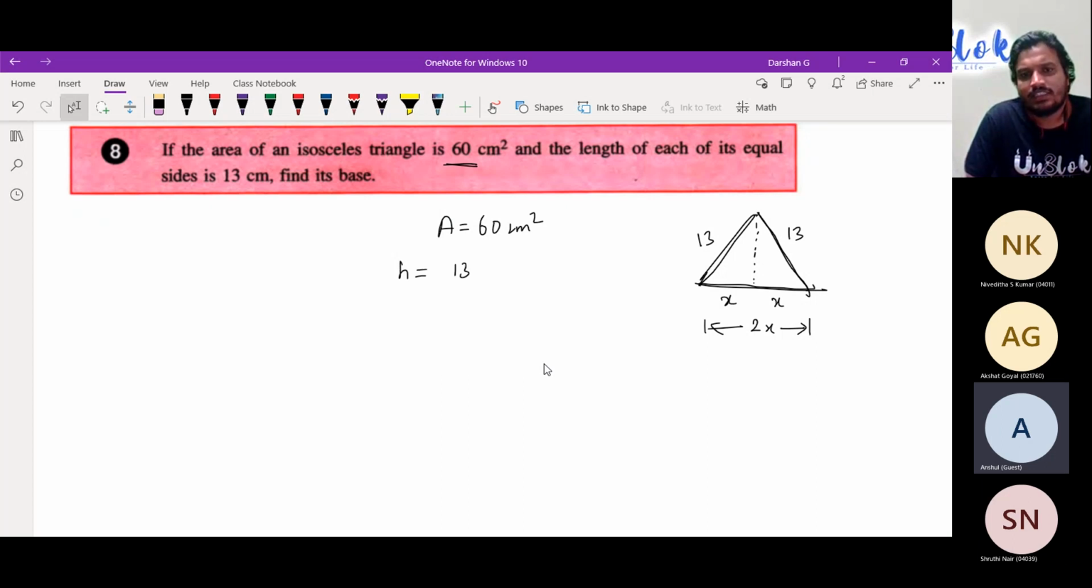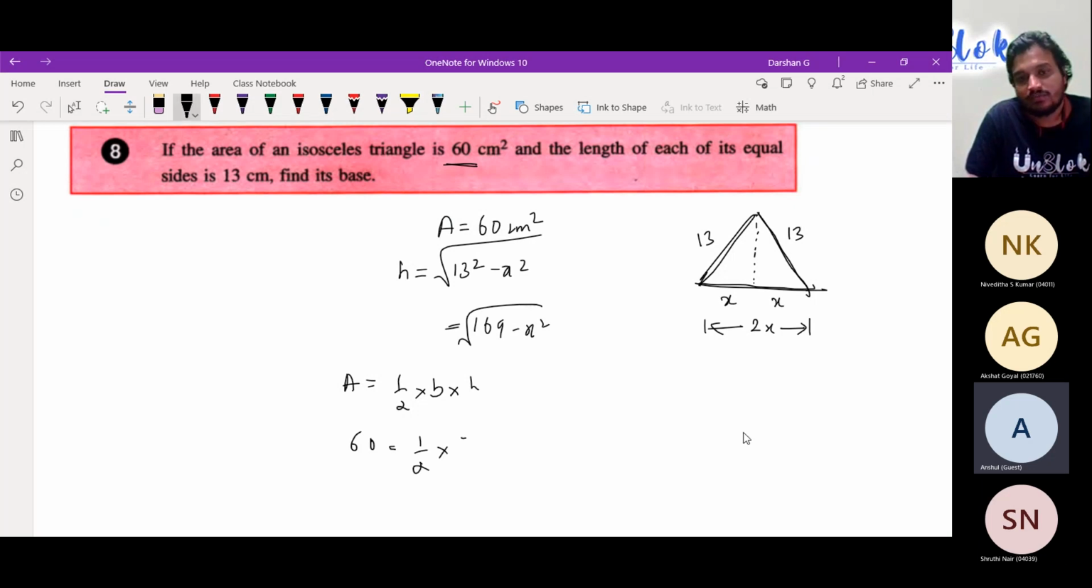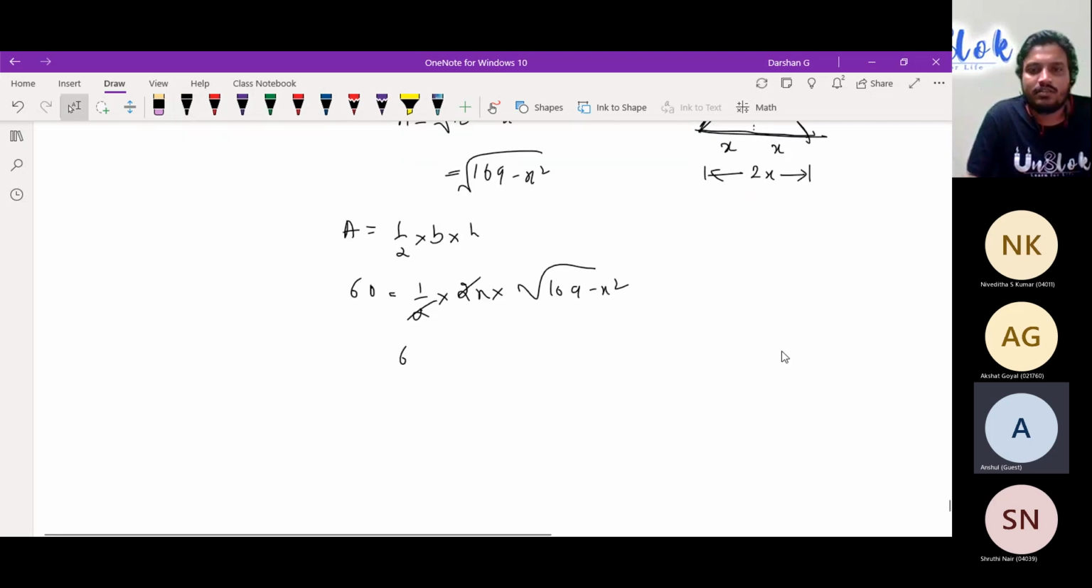So it is 13 square minus x square. Answer is 169 minus x square. Height. So then put it in half into base into height. That's it. Area 60, half, base is 2x. Height is root of 169 minus x square. 2 and 2 got cancelled. 60 equals x into root of 169 minus x square.